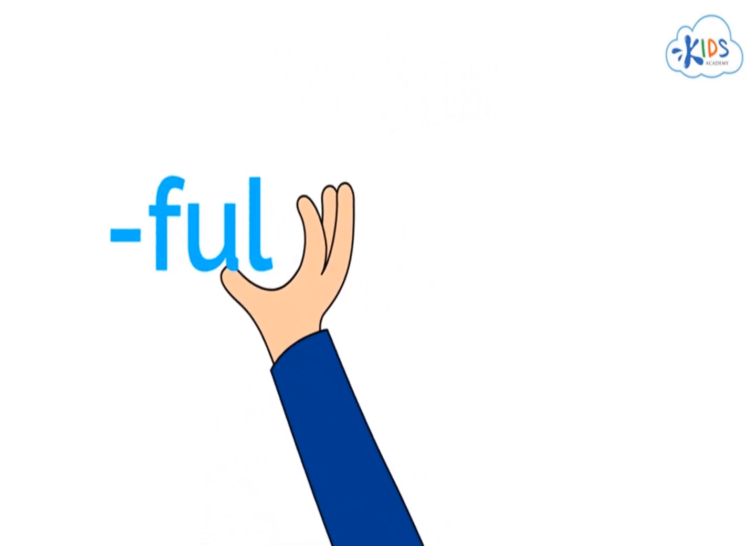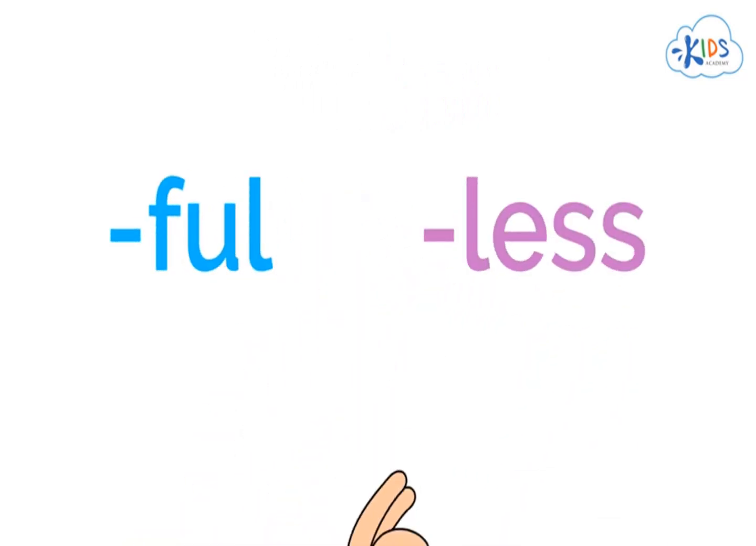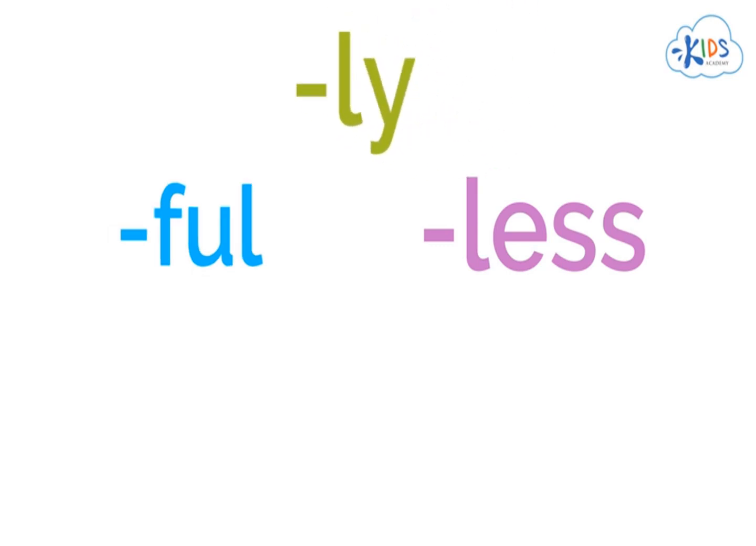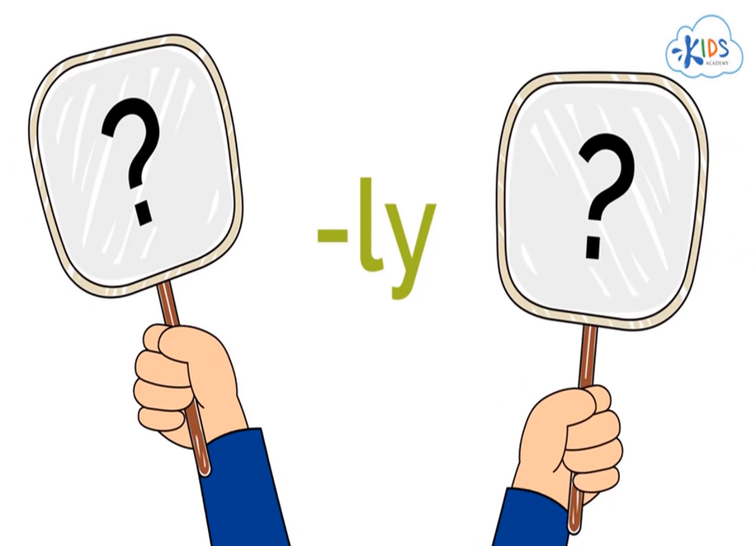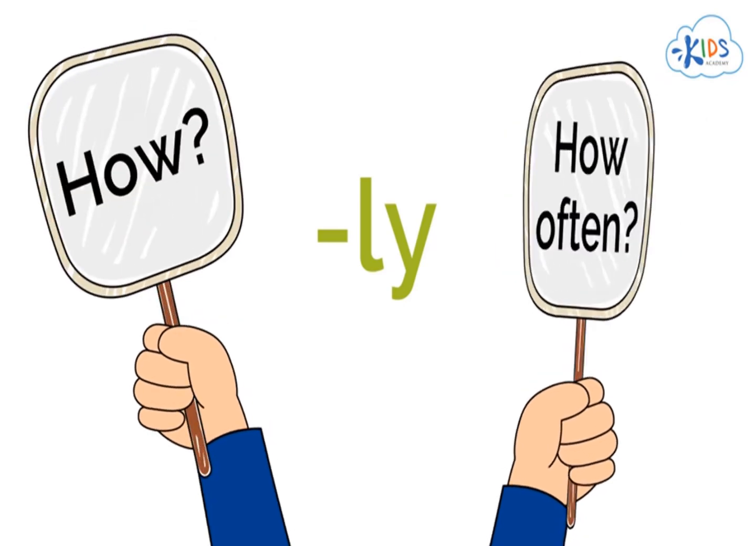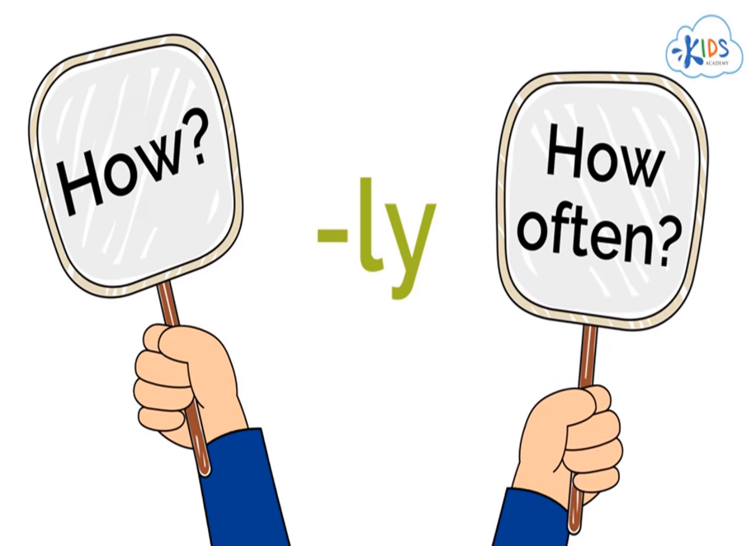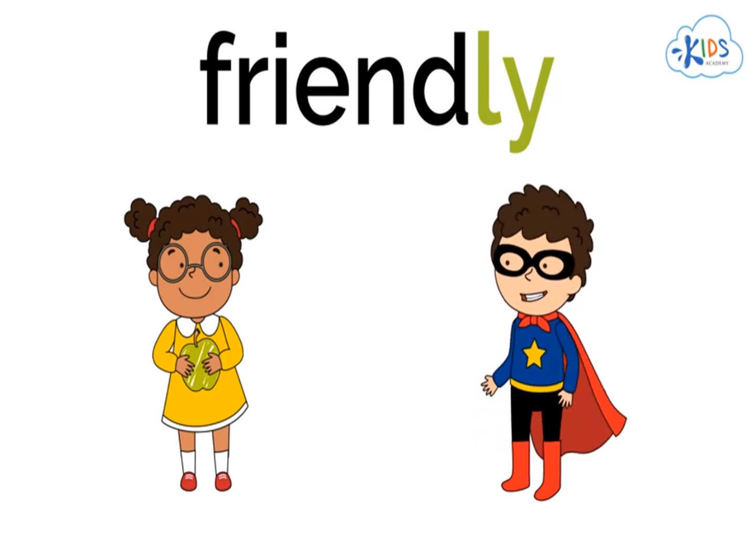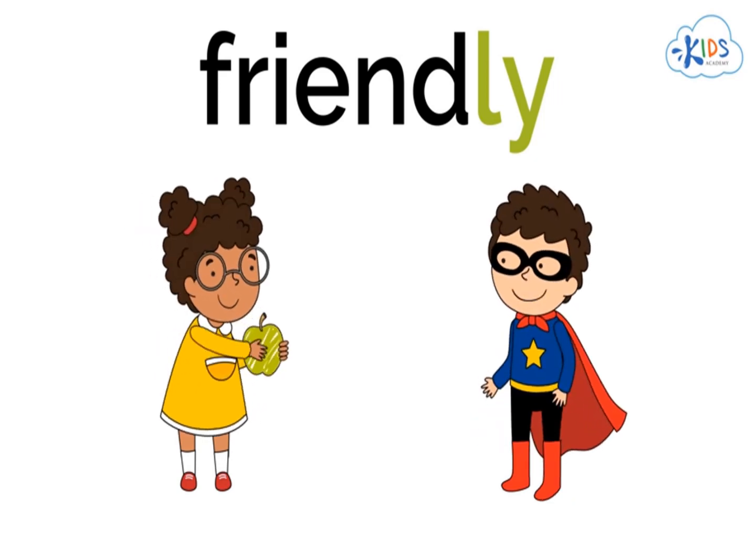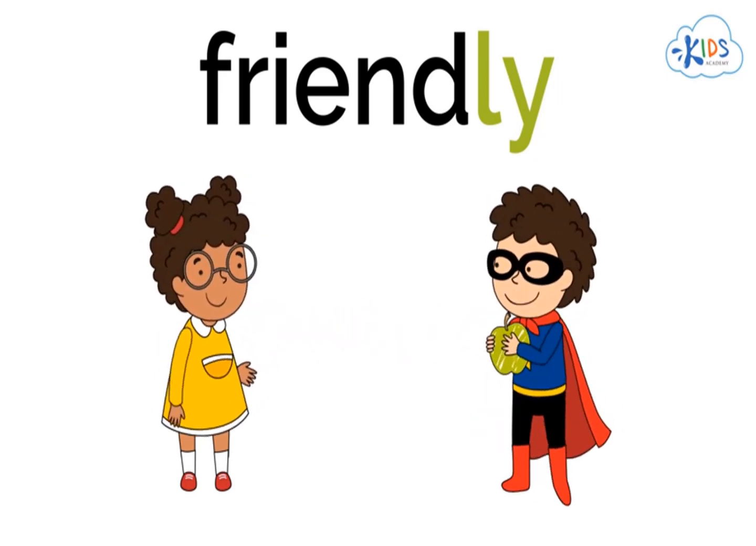We looked at full and less. Our third suffix is ly. This one is a little trickier, but I know you can handle it. Ly answers the question, how? Sometimes it answers the question, how often? You can try this one. She acts friendly to everyone.